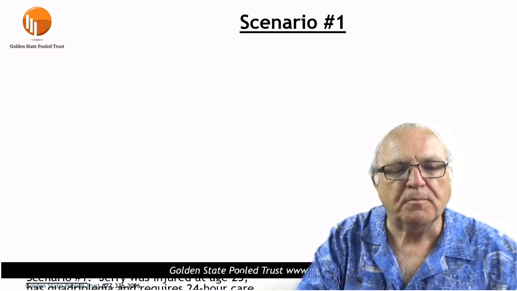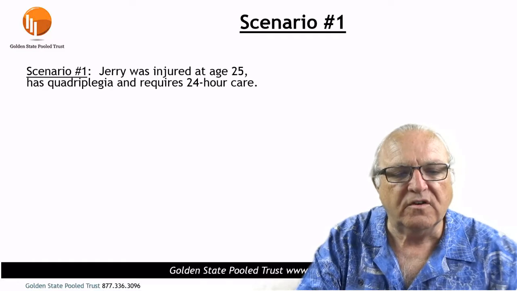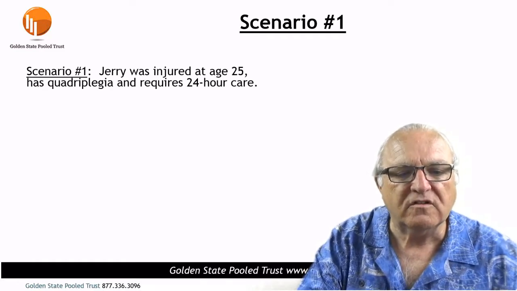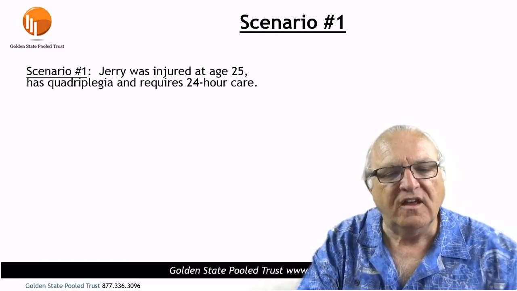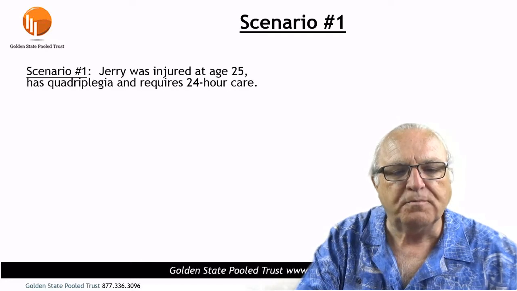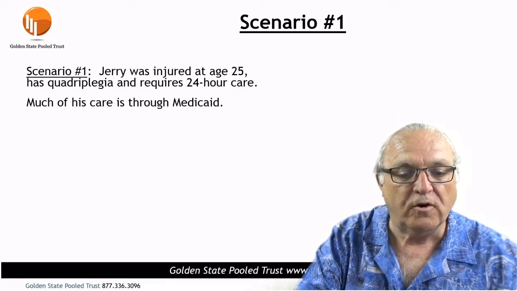So let's go through a couple other scenarios real quickly, and we'll see if we have time to take a few questions. So Jerry is injured at the age of 25 and has quadriplegia and requires 24-hour care.